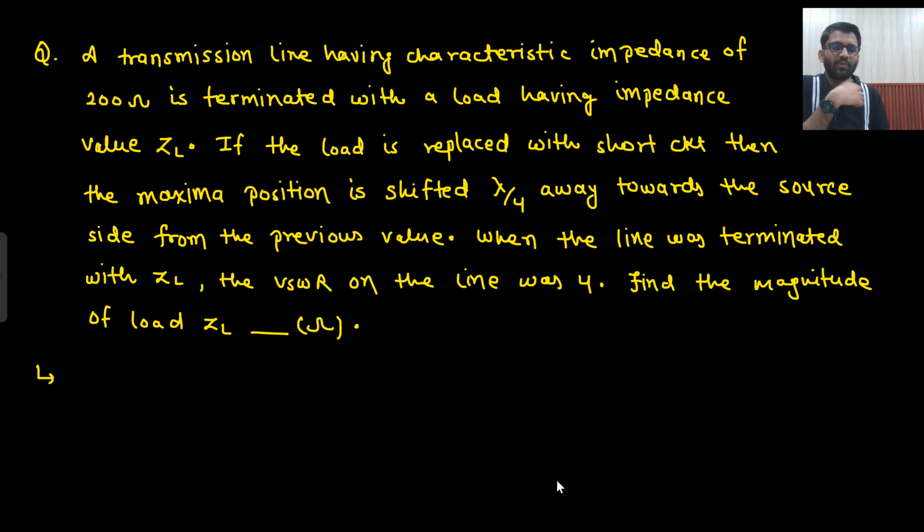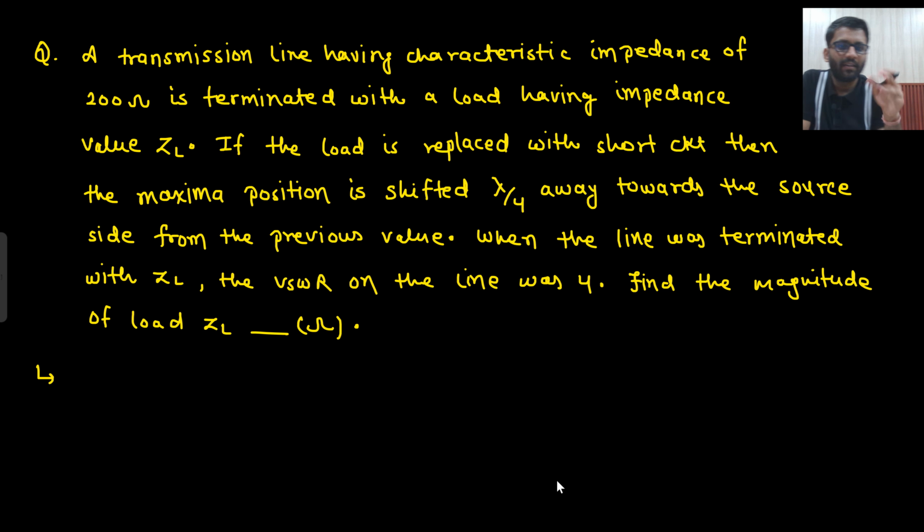Okay. Now try solving this question. It is an easy question. Just the language is bigger, otherwise it is easy. You can solve it. A transmission line having a characteristic impedance of 200 ohm is terminated with the load impedance of ZL. If the load is replaced with a short circuit, then the maxima position is shifted lambda by 4 away towards the source side from the previous value.